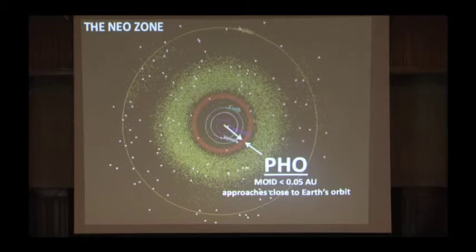Because even though it's not going to hit the Earth tomorrow, even though it might not hit 50 years from now, it may hit in 100 years, or it may hit in 500 years. Because orbits in the solar system change very slowly with time.